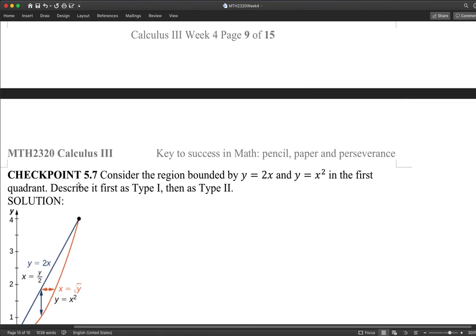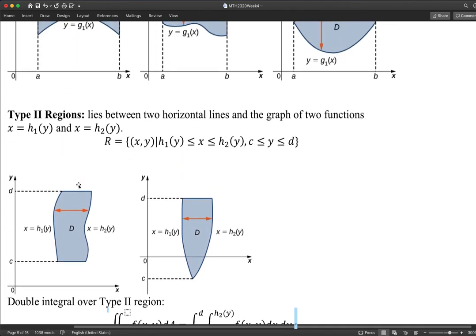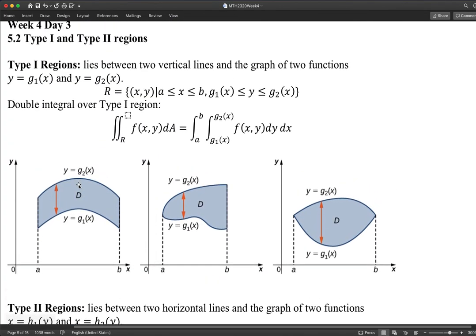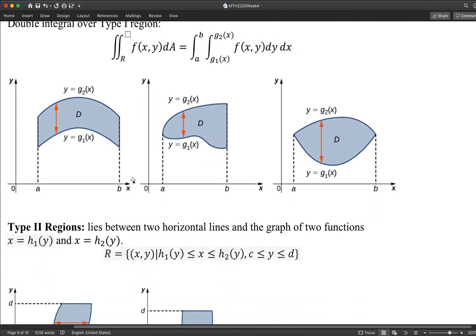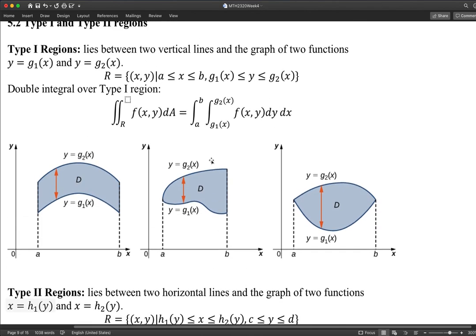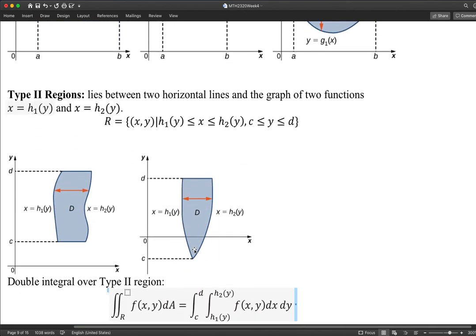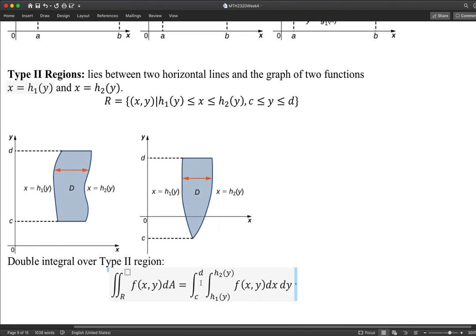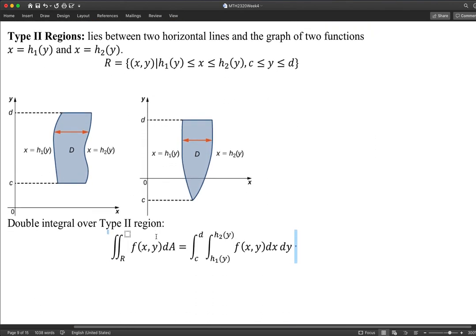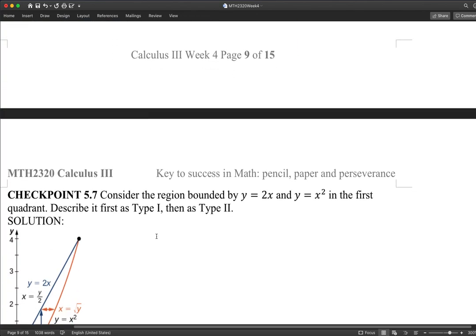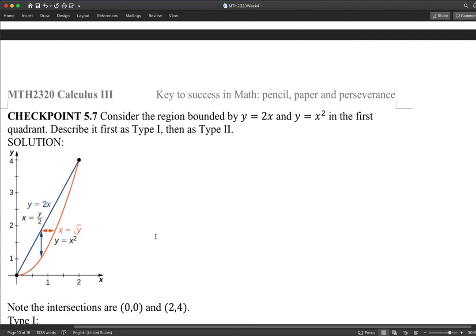So this is the beginning of 5.2. We are identifying type 1 and type 2 regions. And make sure you do know how to write in general for the type 1 region, for the type 2 region, and then you know how to evaluate a double integral over a type 1 region, type 2 region. And also there's another thing we mentioned, and we said sometimes a region can be considered in both ways, type 1 or type 2.